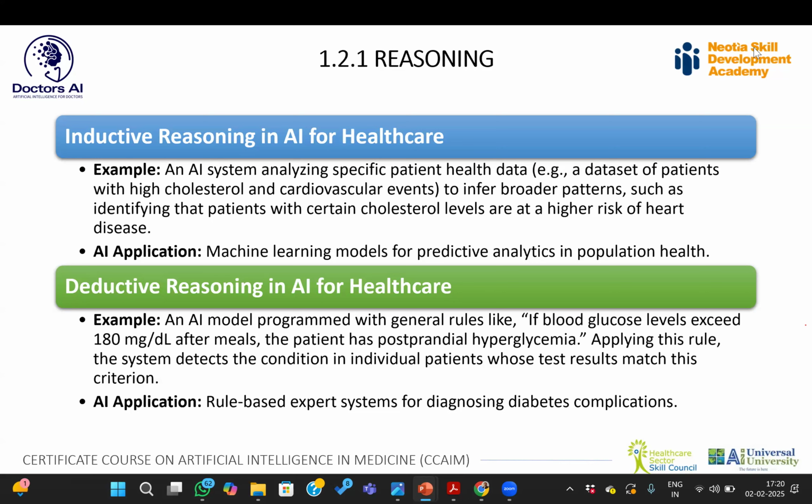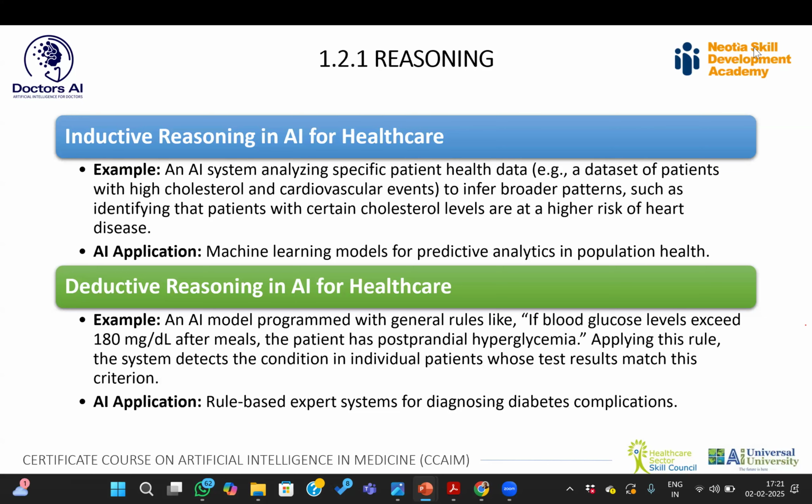So, for example, machine learning models, which can be used in healthcare for predictive analytics in population health, become an example of inductive reasoning, as in the part of the intelligence which you're allowing the model to function on.